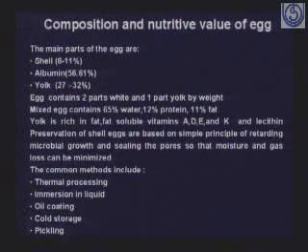The composition and nutritive value of the egg is very interesting. The main parts of the egg are shell, which is 8 to 11%, the albumin is 56.61% and yolk is 27 to 32%. Egg contains 2 parts white and 1 part yolk by weight. Mixed egg contains 65% water, 12% protein, 11% fat. Yolk is rich in fat and fat-soluble vitamins A, D, E and K and lecithin.